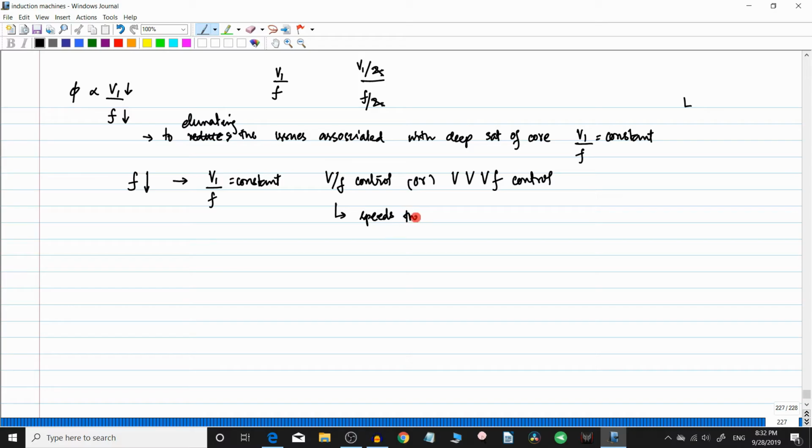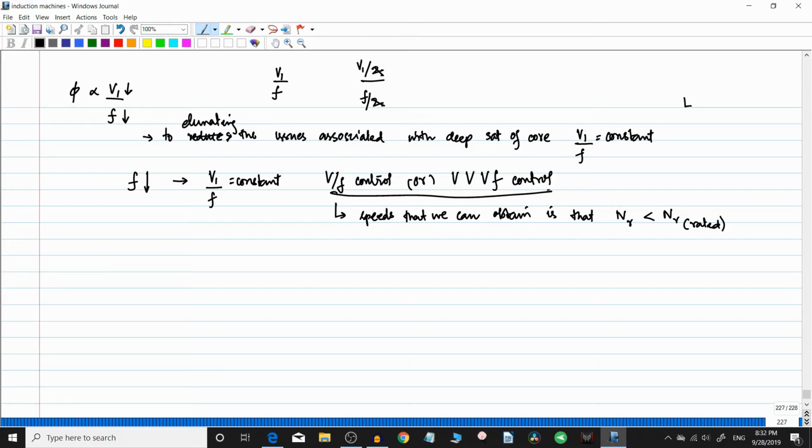NR will be less than the NR rated value. Okay, because you are reducing the frequency from its rated value, any speed that you obtain using this method will be less than the rated speed. So whenever you want to control the speed to less than the rated speed, you use V by F control.